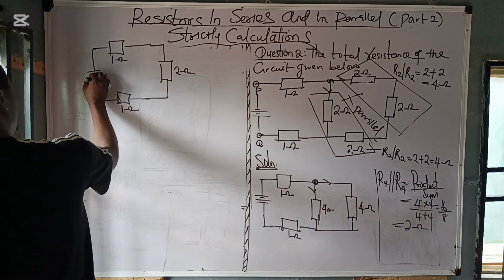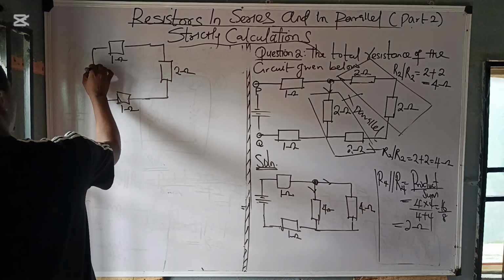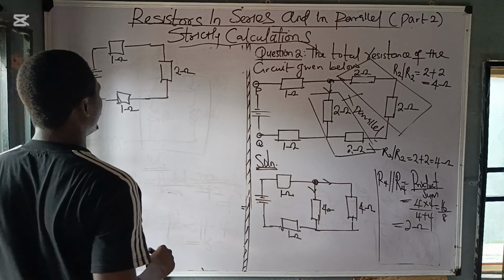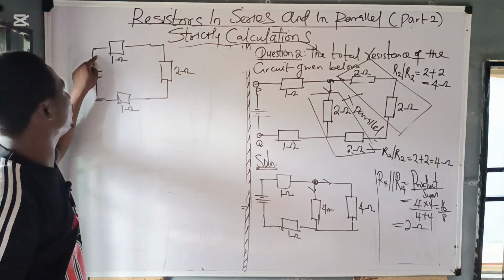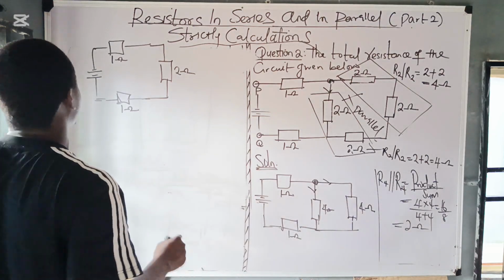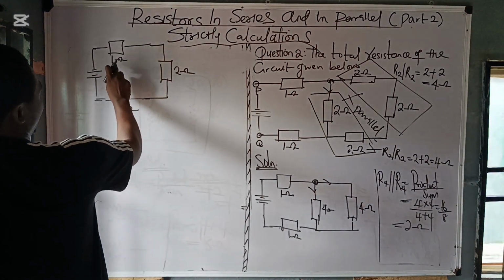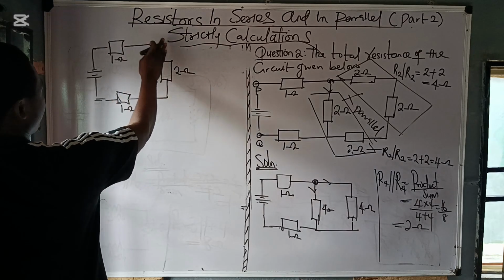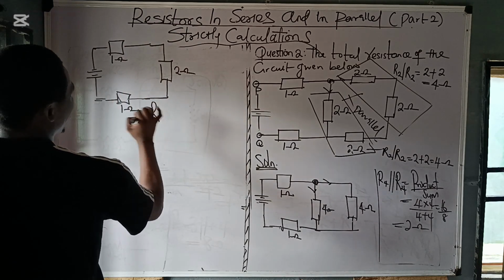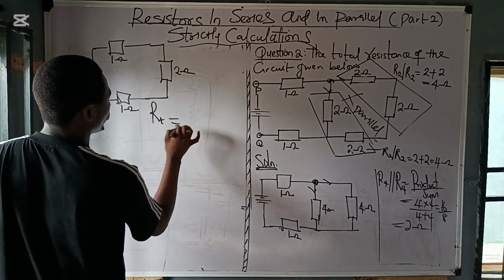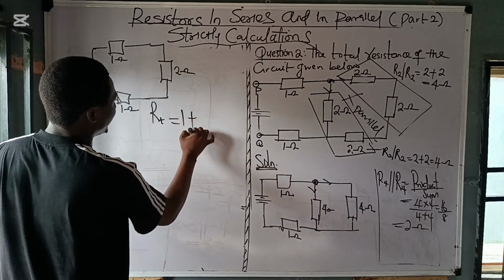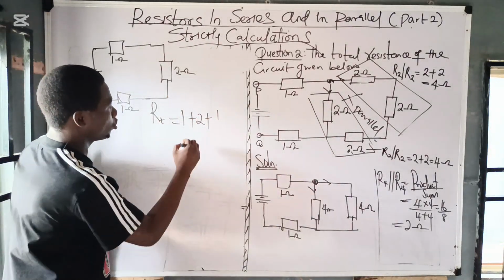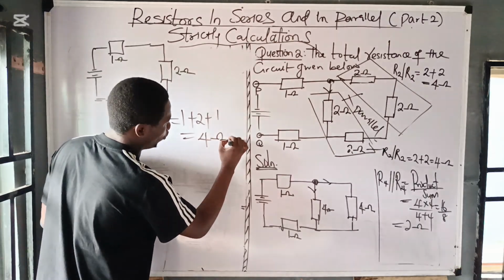This is our applied voltage. If you analyze the flow of current now, you discover that the current that enters here is what enters here. Look at it, there's no division of current. So the final total resistance, R total, will be equal to 1 plus 2 plus 1, because they are in series. So that will give us 4 ohms.